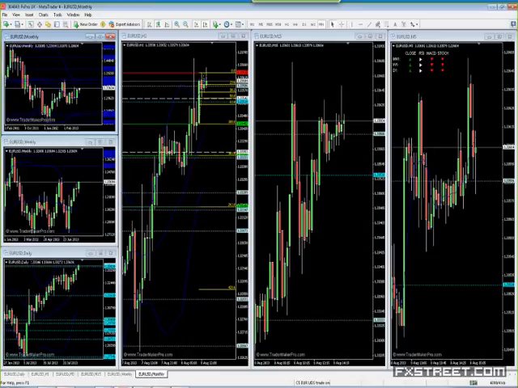My messages on Twitter are fairly generic. Here's a good place to go long. Here's a target. Where you get into the trade is where you get into the trade. Okay, that's down to you. Only you will have the confidence.